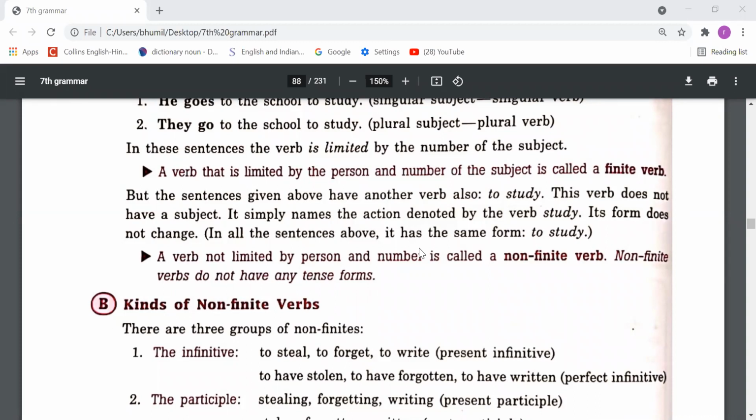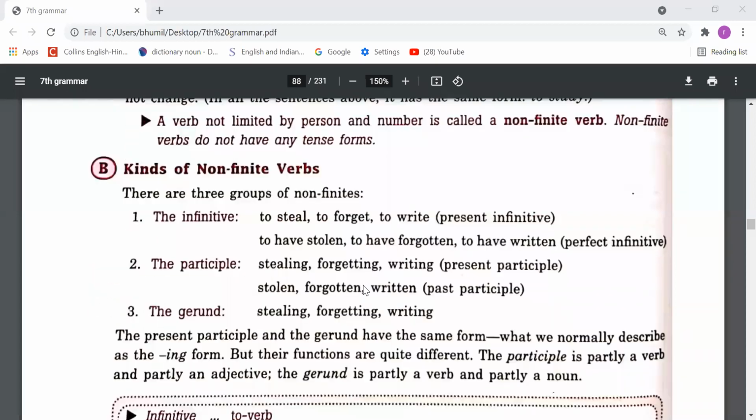The same thing I have told you: the main verb is called a finite verb, and other verbs which do not change according to the number of the subject, the person of the subject, or the tense of the sentence are called non-finite verbs. A verb not limited by person and number is called a non-finite verb. Non-finite verbs do not have any tense forms. Same thing I have told you.